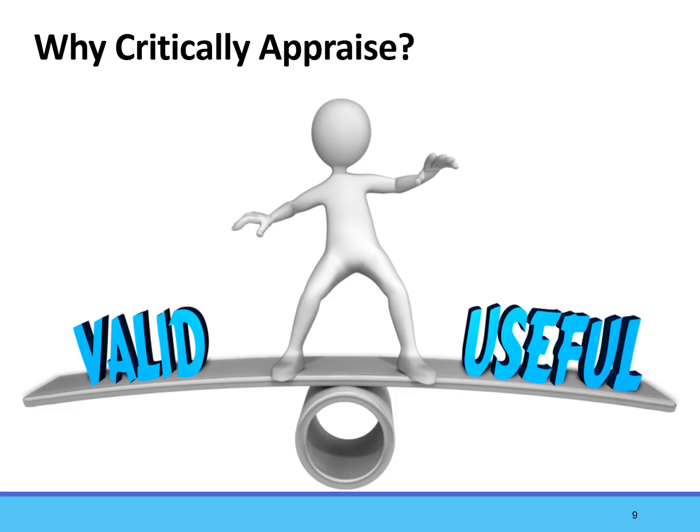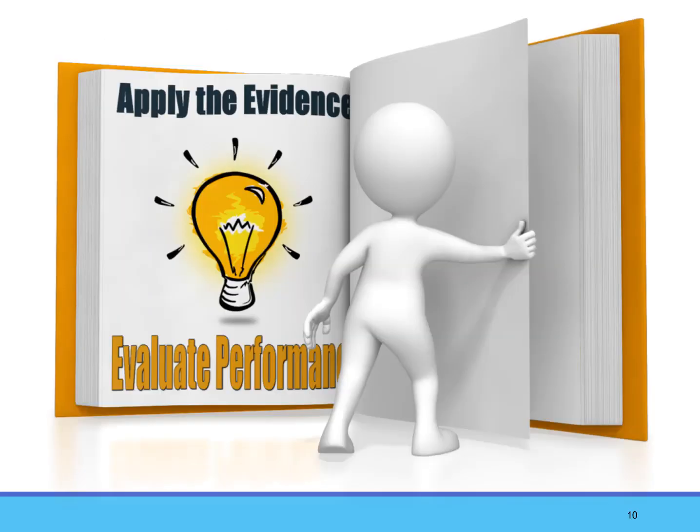Questions to ask when performing a systematic critical appraisal are: was the review question clearly stated? Is it likely that relevant studies were missed? Were the criteria used to select articles for inclusion appropriate? Were the included studies sufficiently valid for the type of question asked? Were the results similar from study to study? And what were the results? Apply the evidence. Evaluating performance.